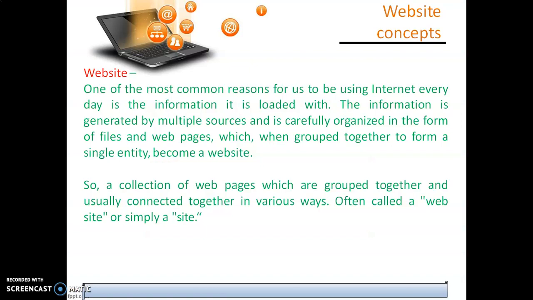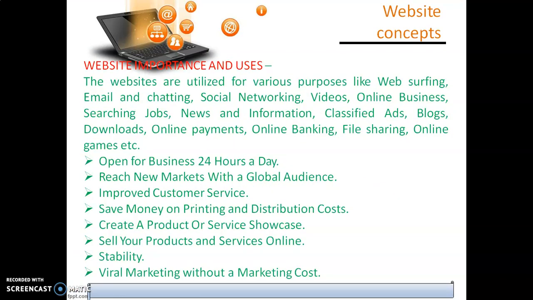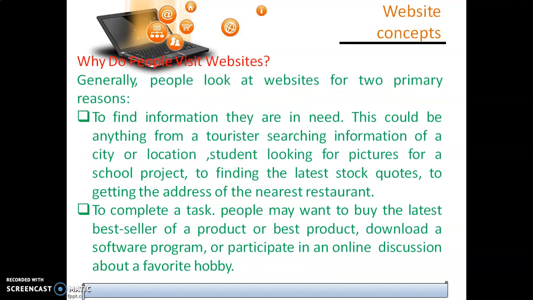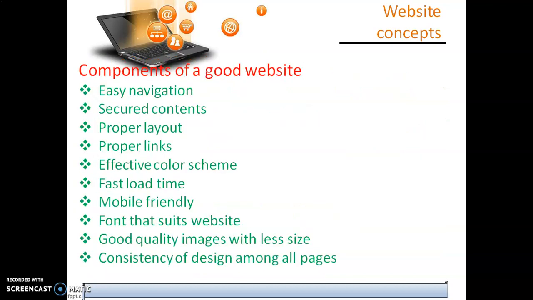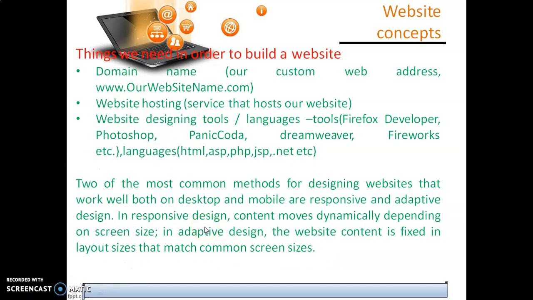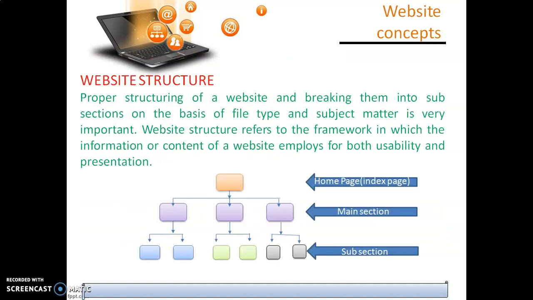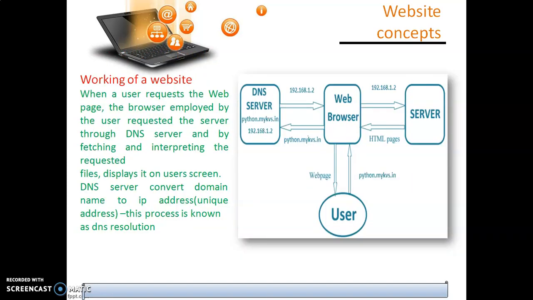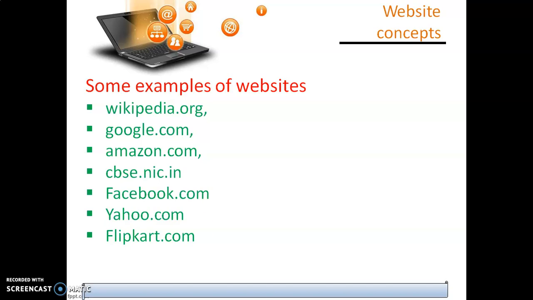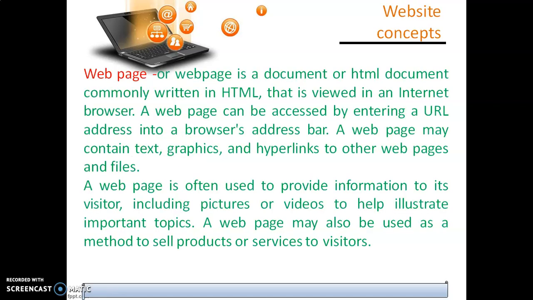Now first of all, what we have studied: what is a website, what is the importance of a website, why people visit websites, what are the components of a good website. These are the components of a good website, things we need in order to build a website. That is the website structure. That is the working of a website, how DNS sends it to the web browser, which sends it to the server. Now there are some examples of websites I have given you, such as Wikipedia, Google.com, Amazon, CBSE, Facebook, etc.